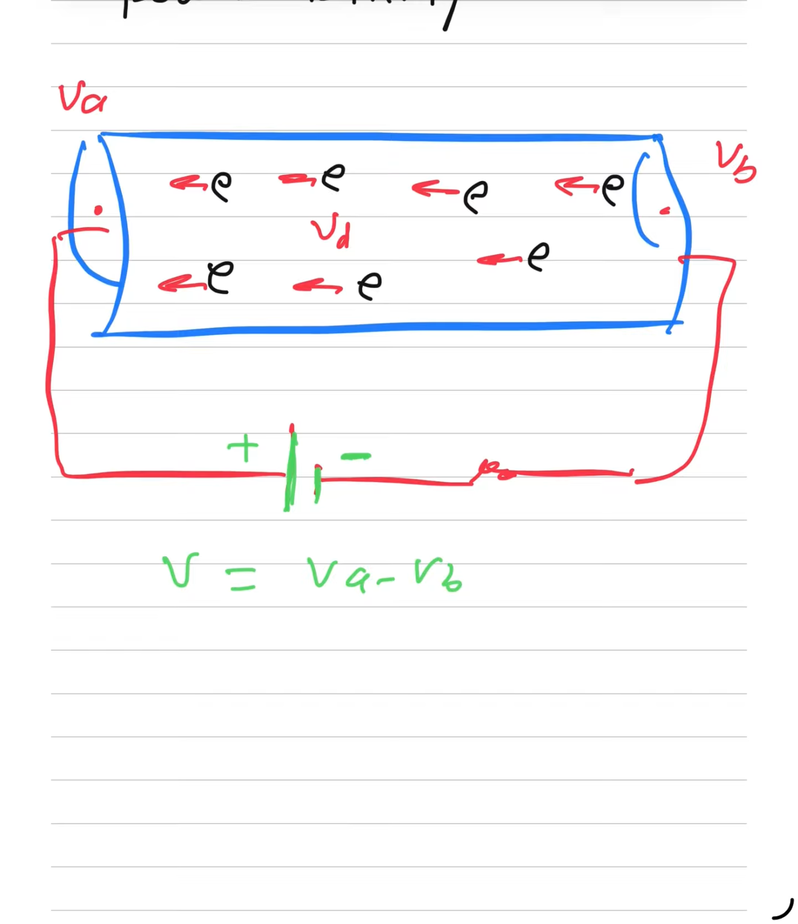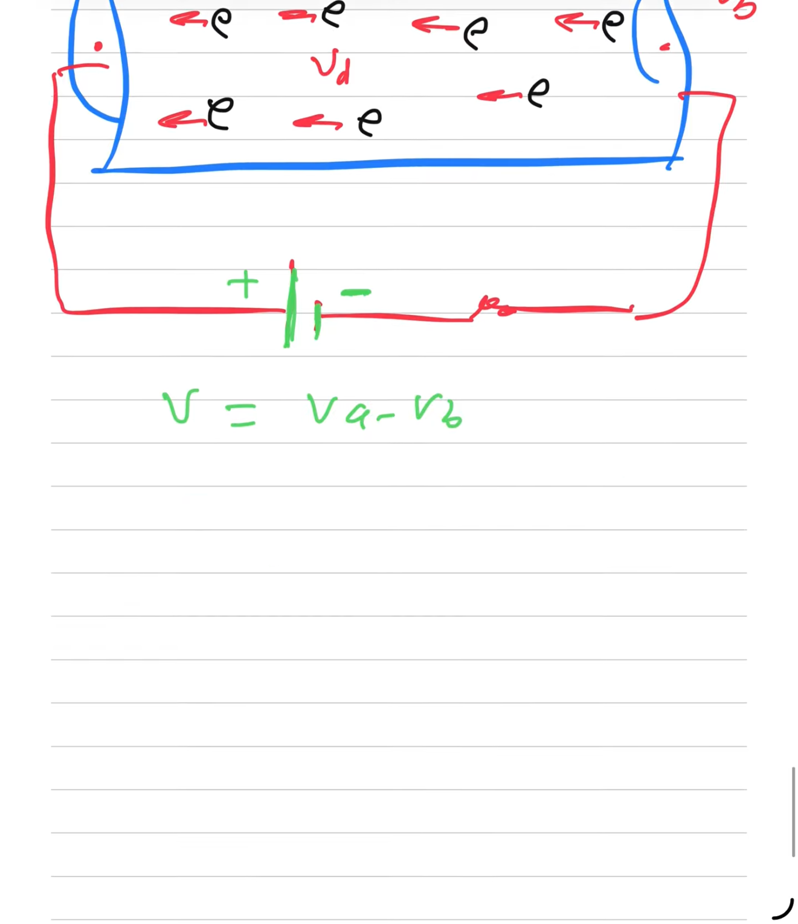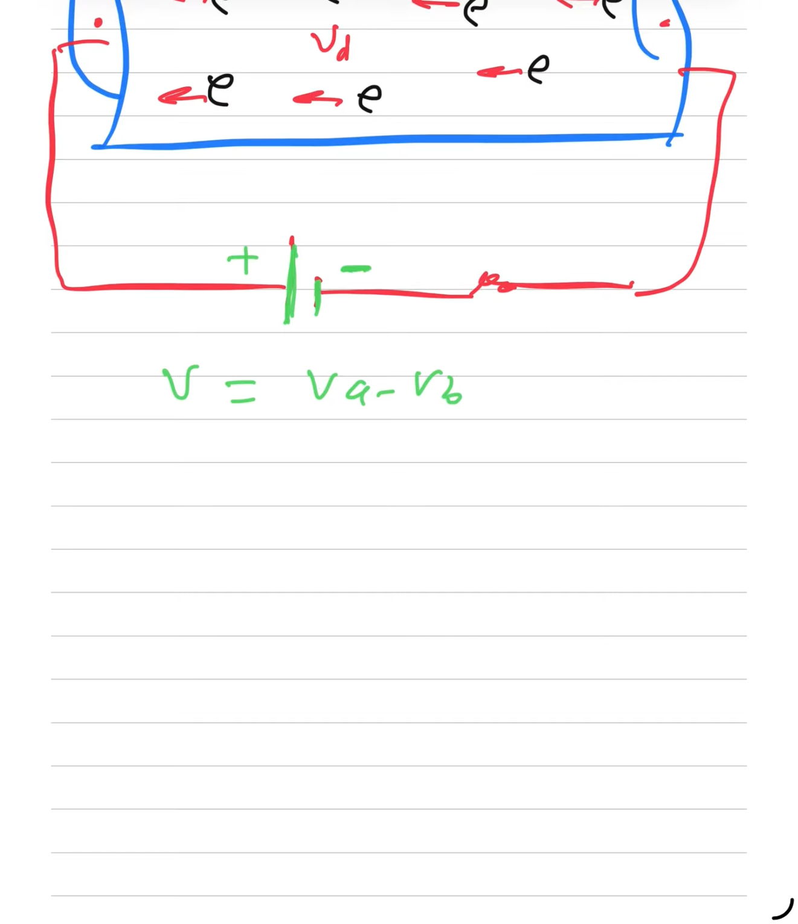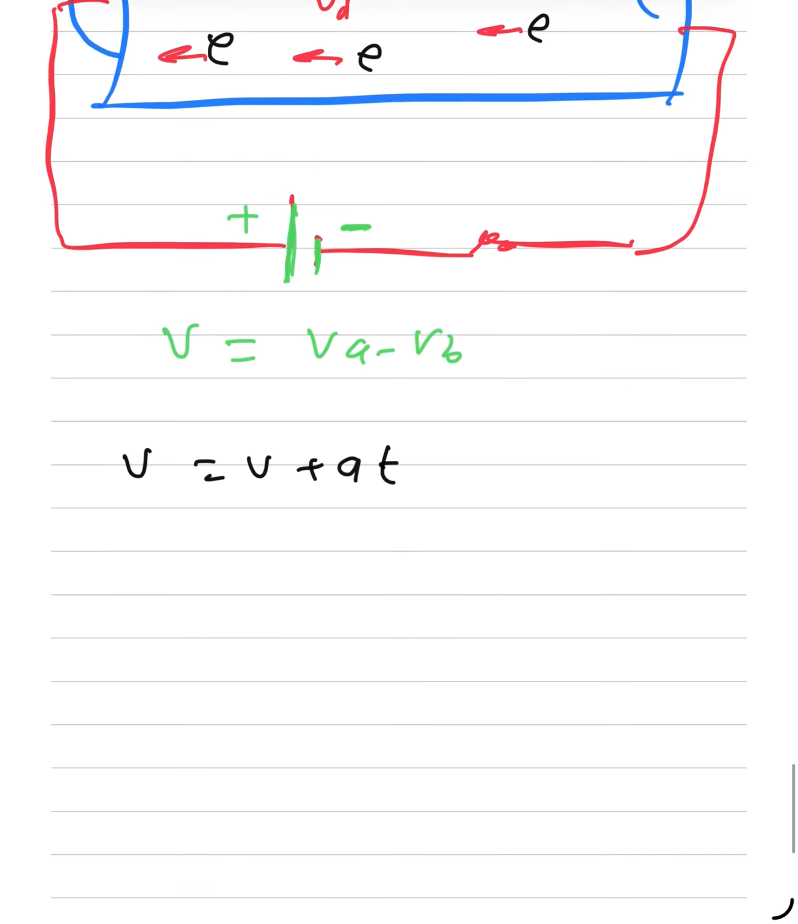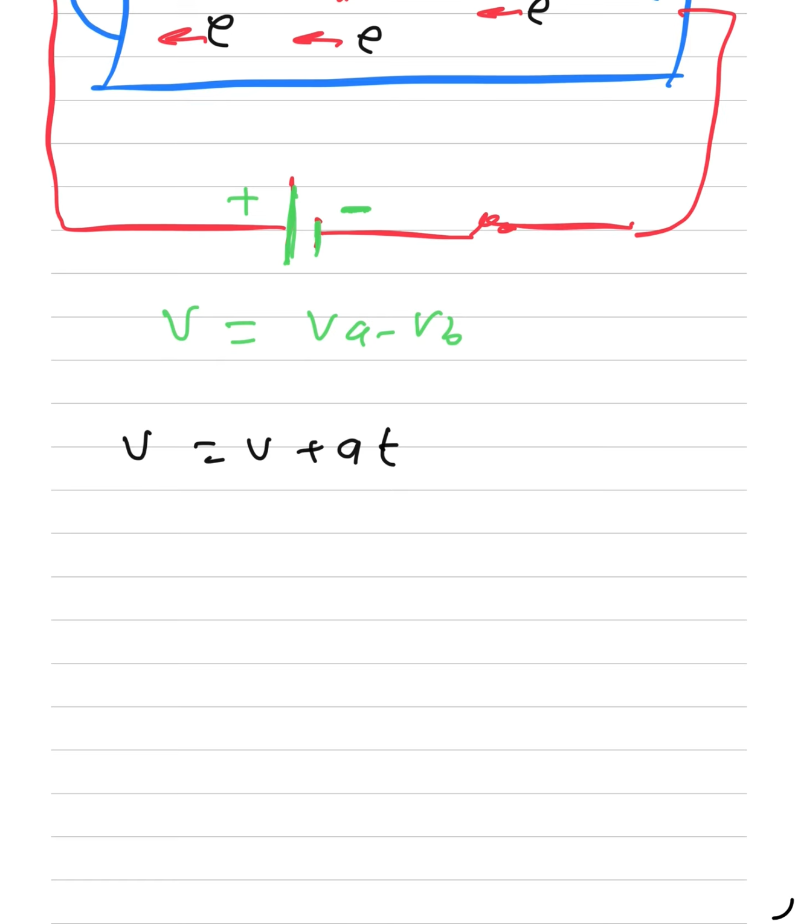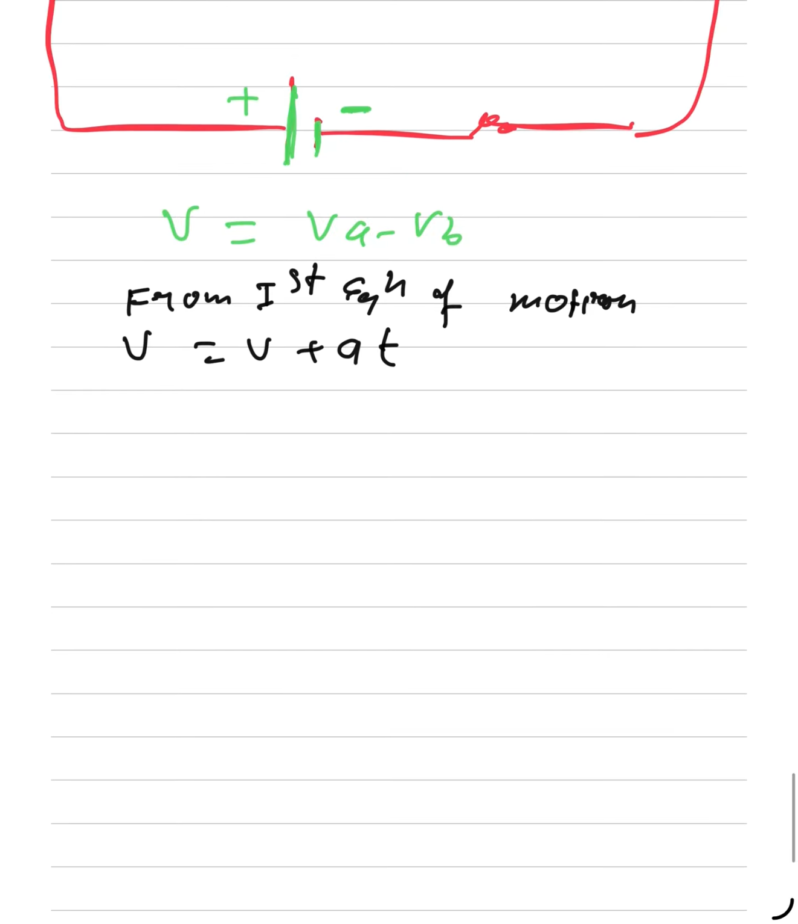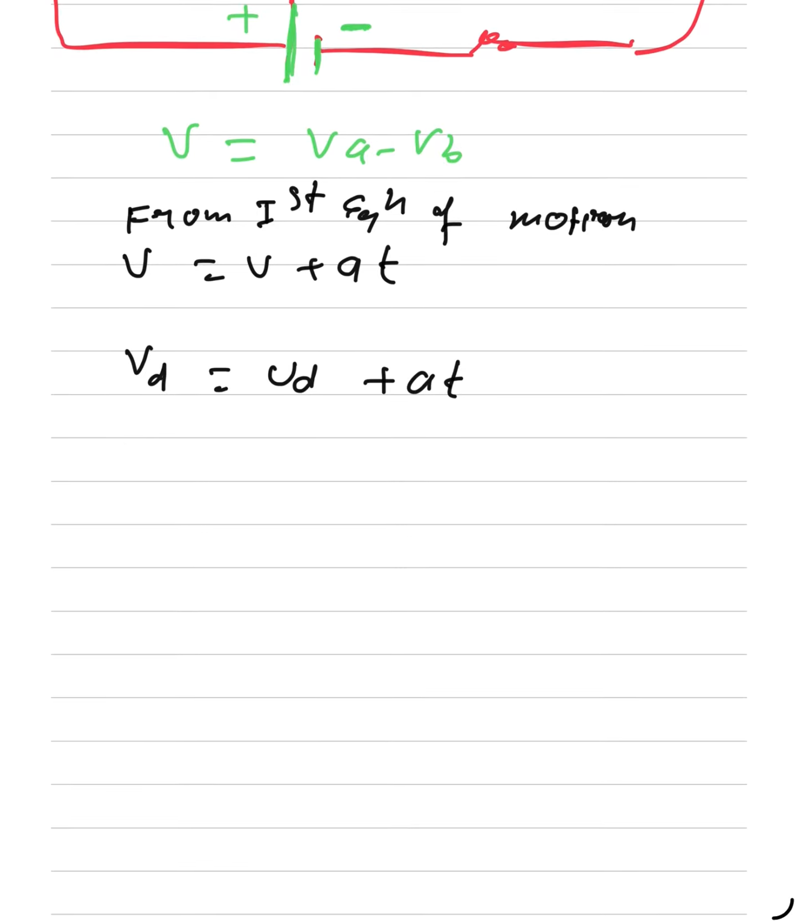In this situation, the velocity of the free electron inside the conductor is known as the drift velocity, and its value can be calculated from the first equation of motion just after connecting the battery: v equals u plus at. This is the first equation of motion. From the first equation of motion, Vd equals ud plus a t, and t is the relaxation time, right? t is the average relaxation time.